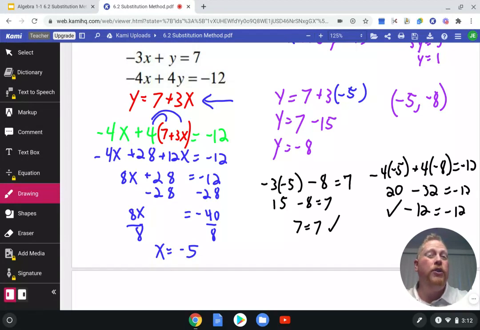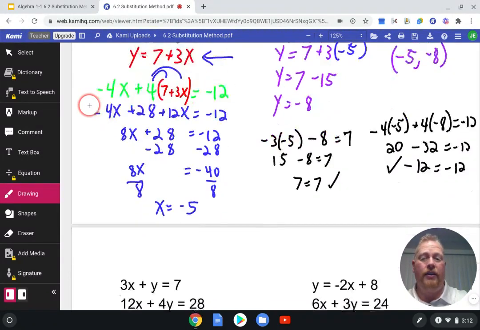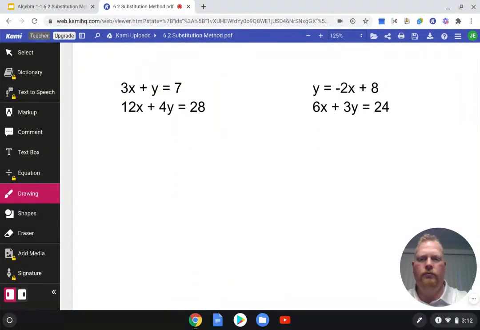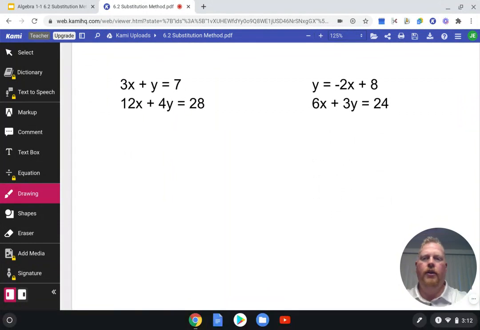Now let's take a look at a few special cases of what's going on here. So let's go ahead and work out this first one. Step 1, get one of the variables by itself. So I'll get this top y by itself. So if I subtract 3x, I get y equals 7 minus 3x. Okay, so step 2, let's go ahead and take that expression and plug it into the other equation.